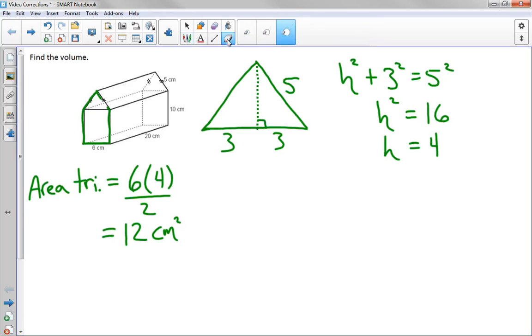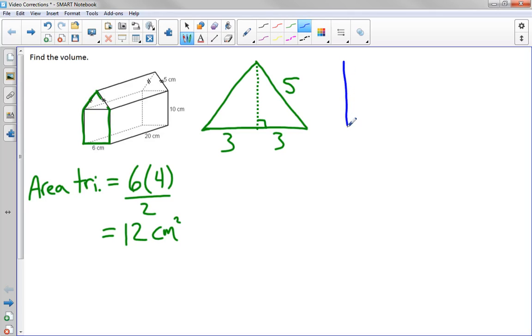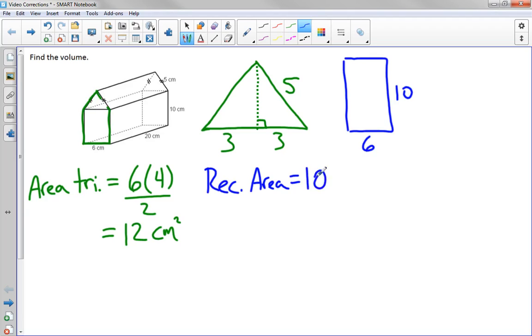So now we'll finish the rest of the problem. We need to find the area of the rectangular bottom part, and that's pretty simple. The rectangle is just 6 by 10. So the rectangle's area is 10 times 6, or 60 square centimeters.